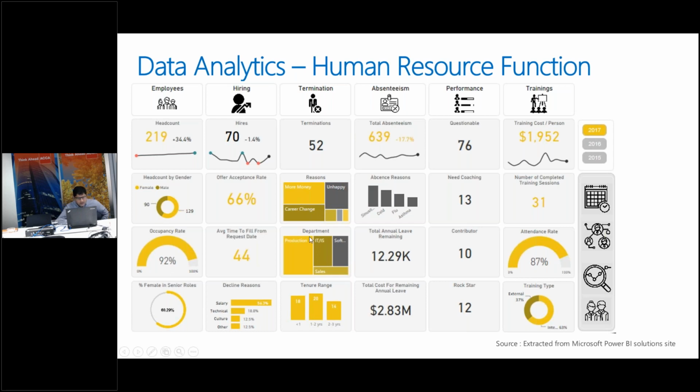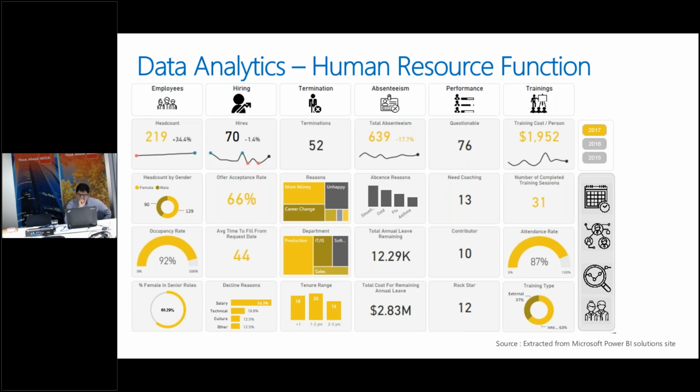When I talked about actionable insights, we can take a next step from the data analytics. This is the analytics that we have seen, and we can build some automation around that. For example, the production department has the highest terminations. A meeting can be set with the production head, with complete details.